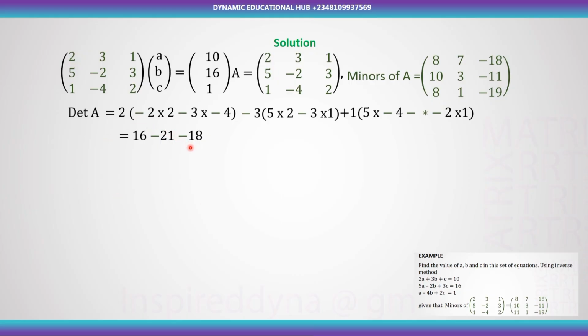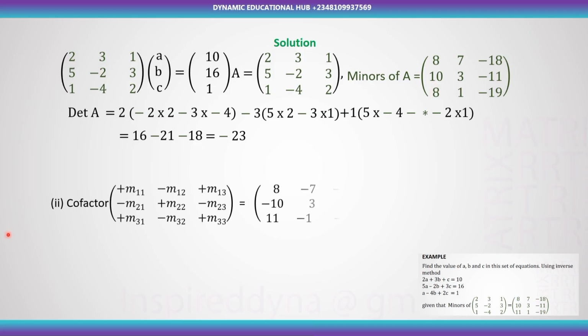Now if you evaluate the 16 minus 18, that is minus 2. Minus 2 minus 21, that is minus 23. That's the determinant of A. Now the next step is, let's find the cofactor of A, since we want to find the inverse. Now cofactor of A, don't forget we have plus minus plus, minus plus minus, plus minus plus. Then we consider this position and do the additive inverse. Anyone that is occupying this position, we do the additive inverse.